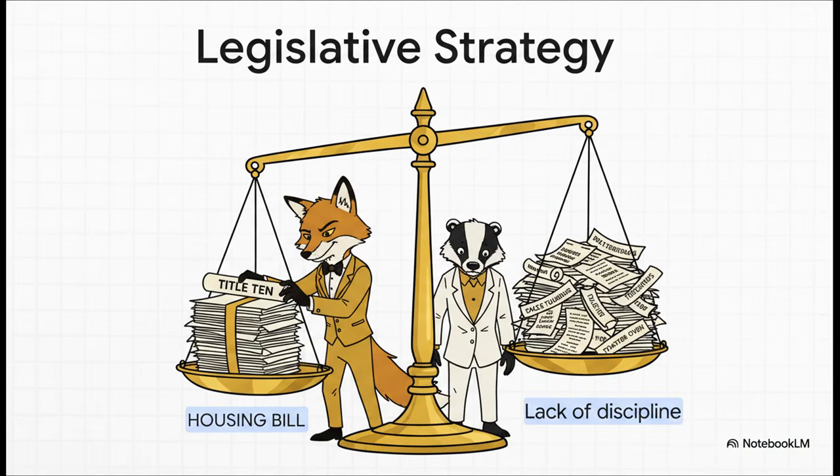So one view is that it was a strategic move, right? You attach a controversial policy to a bill that absolutely has to pass to make sure it becomes law. The other, maybe less charitable view, is that it just shows a lack of discipline, that lawmakers aren't keeping their bills focused on one topic. The sources don't really pick a side here, they just lay out both possibilities.